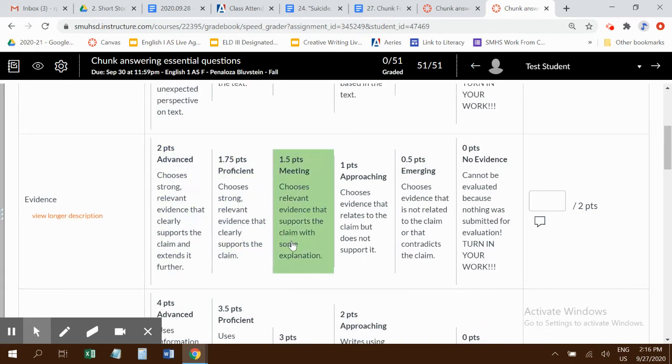Now, for evidence, to be meeting the standard, it needs to be evidence that is connected to your claim, but that might need some explanation. So it needs to have a clear connection, but maybe it's not the best evidence to prove your claim. To score a proficient or advanced, it needs to be evidence that is clearly connected to your claim and that will prove it easily, or that even adds something new to it, particularly if the word choice is interesting. The point of this is that there is lots of evidence in anything you read that could prove pretty much everything. So the idea is, how do you pick the best evidence for something?